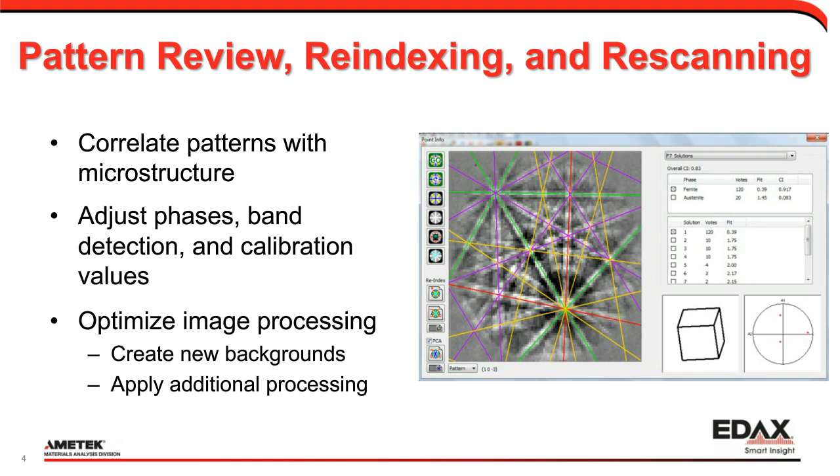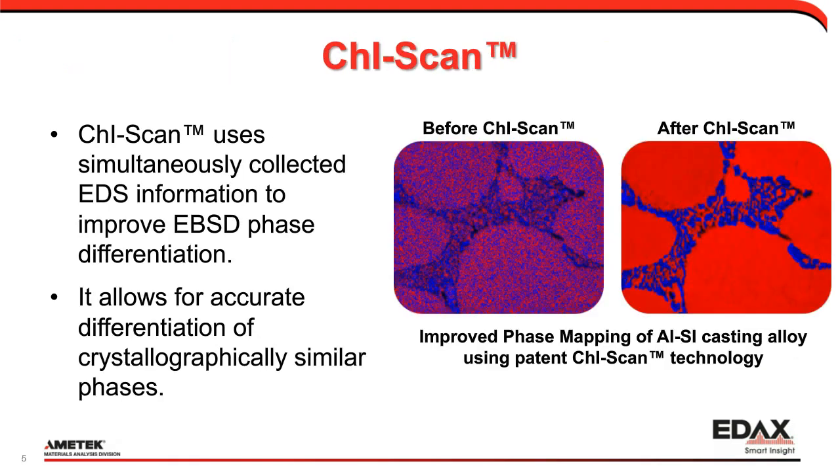And just a little bit about chi-scan while we're here. Chi-scan is a way of using the EDS data to help us improve the EBSD phase differentiation. And of course, it allows for accurate differentiation of crystallographically similar phases or just difficult material in general. So if I'm doing geological material or multi-phase samples where the chemistry is different, I can use the chi-scan as an initial filter.